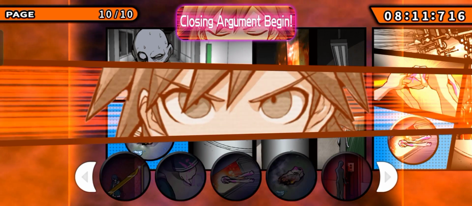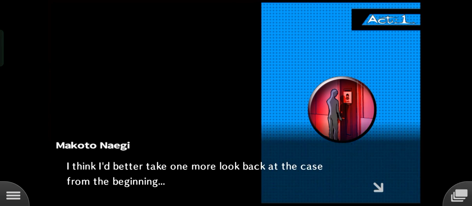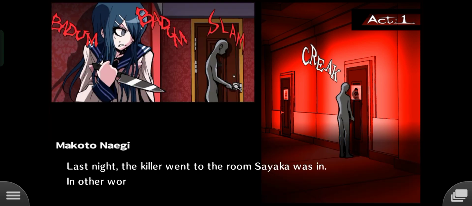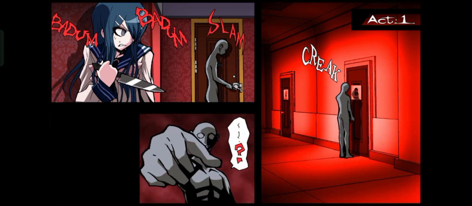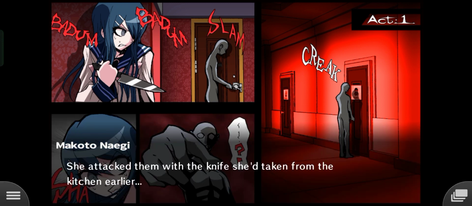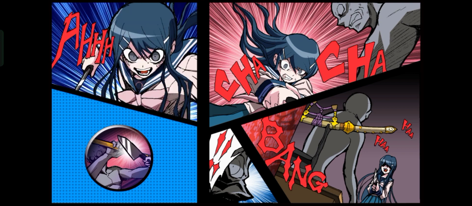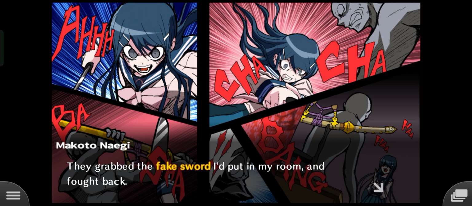Here's exactly what happened. I think I'd better take one more look back at the case from the beginning. Last night, the killer went to the room Sayaka was in. In other words, my room. From what we can tell, Sayaka invited that person there intending to kill them. She attacked them with the knife she'd taken from the kitchen earlier. But then something happened that she wasn't prepared for. They grabbed the fake sword I put in my room and fought back.